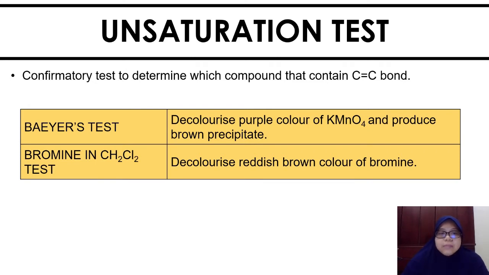Okay, we look at the Baeyer test. The compound that contains a carbon-carbon double bond will decolorize the purple color of potassium permanganate and produce a brown precipitate. And then in the bromine in dichloromethane test, the compound that contains a carbon-carbon double bond will decolorize the reddish brown color of bromine.